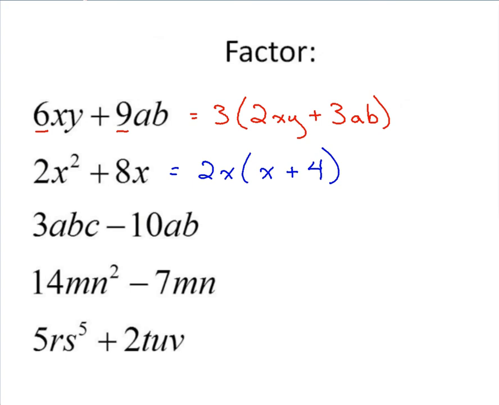Okay, third problem. 2 terms. Numbers involved, 3 and 10. Greatest common factor between 3 and 10 would be 1, right? So really can't take anything out there. But we notice you got an a present in both terms, you got a b present in both terms. So a and b pop out. As far as what's left, for this first term, a and b are gone, so 3c is left. For the second term, a and b are gone, so we've got minus 10 left.